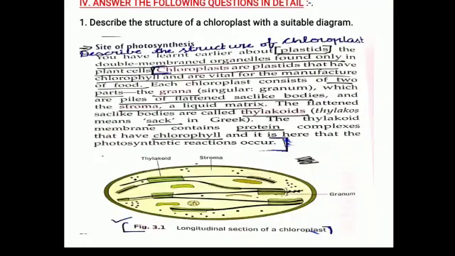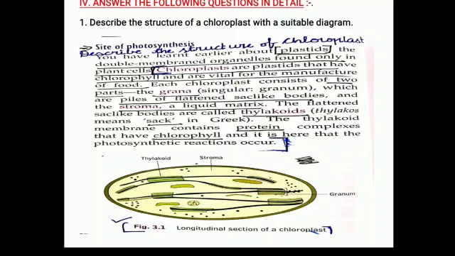Next, we'll quickly revise the long answer questions from this lesson. First one, describe the structure of a chloroplast with a suitable diagram. Chloroplasts are plastids that have chlorophyll and are vital, meaning very important, for the manufacture of food. Each chloroplast consists of 2 parts, grana and stroma. Grana are piles of flattened sac-like bodies and stroma is the liquid matrix.